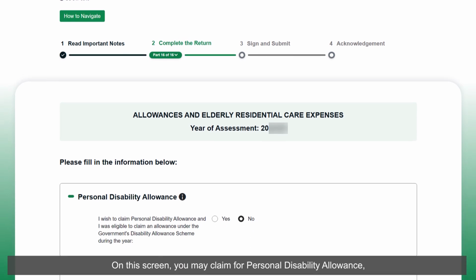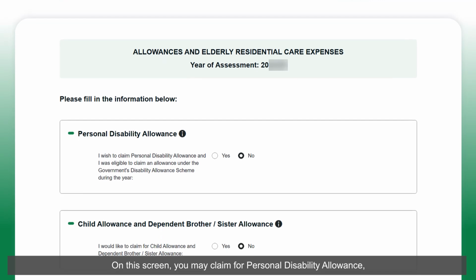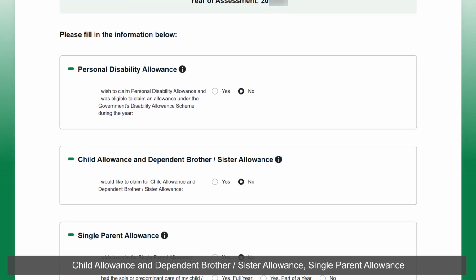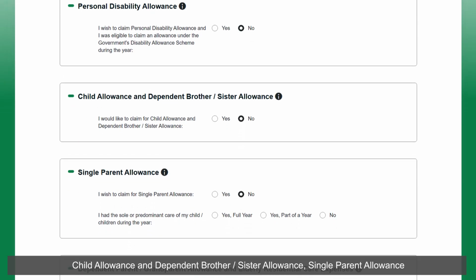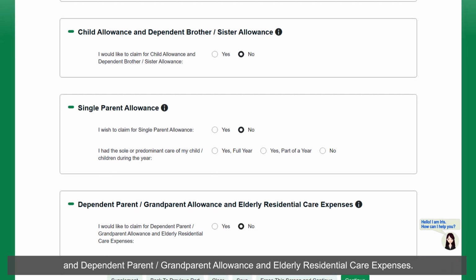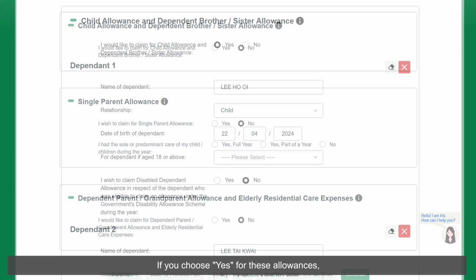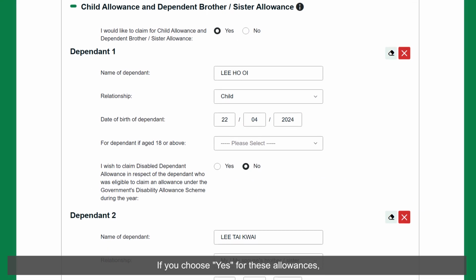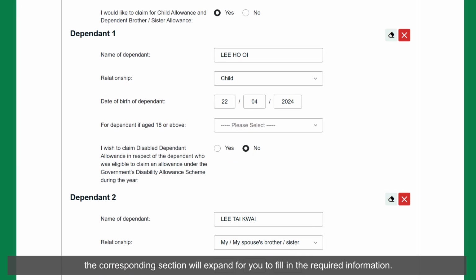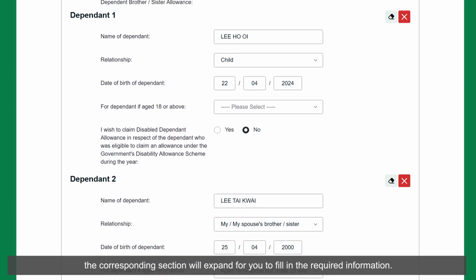On this screen, you may claim for personal disability allowance, child allowance and dependent brother or sister allowance, single parent allowance and dependent parent or grandparent allowance, and elderly residential care expenses. If you choose yes for these allowances, the corresponding section will expand for you to fill in the required information.